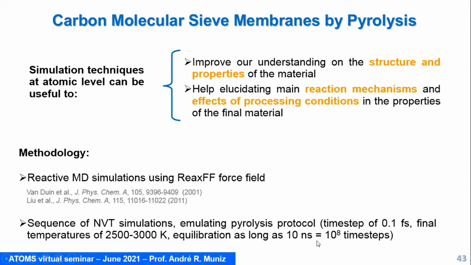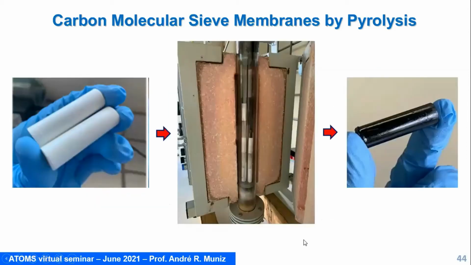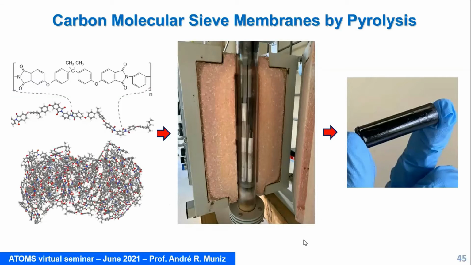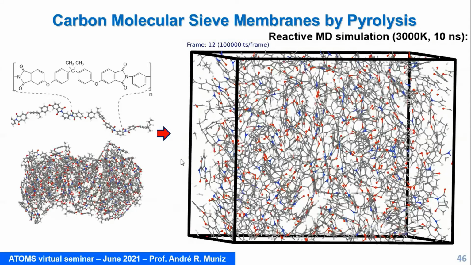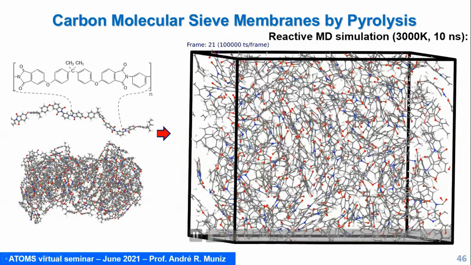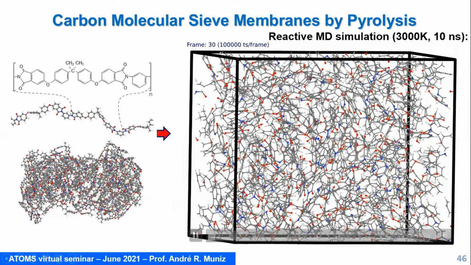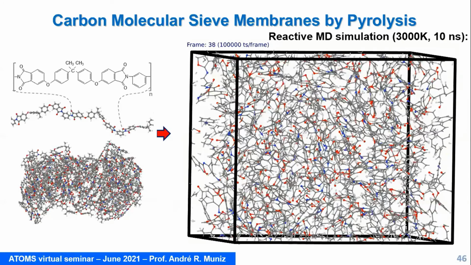These simulations run for 10 nanoseconds, 10 million time steps. These interatomic potentials are quite expensive, so this is a very long and costly simulation. But it's worth doing, so what we did was repeat the experimental approach, but using simulations. So we create an atomistic model for the polymer, and then we heat it up as it would happen in the furnace. So here's a movie of part of the simulation.